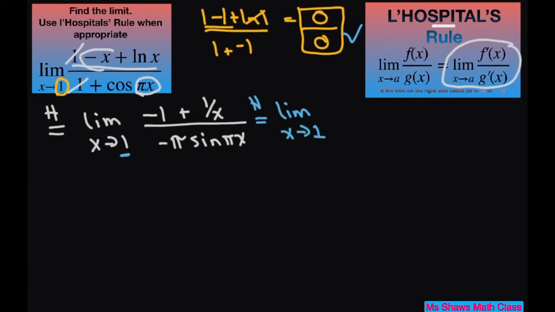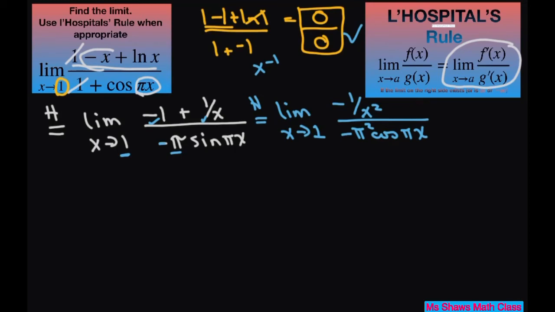So when you differentiate the numerator, you're going to get 0 for this, and this one's going to equal negative 1 divided by x squared. Remember, you're differentiating x to the negative first power. And for the denominator, the derivative of negative sine pi x is going to be negative cosine pi x. And then you have to differentiate the pi x, which is pi. We already have a pi, so this is going to be pi squared.